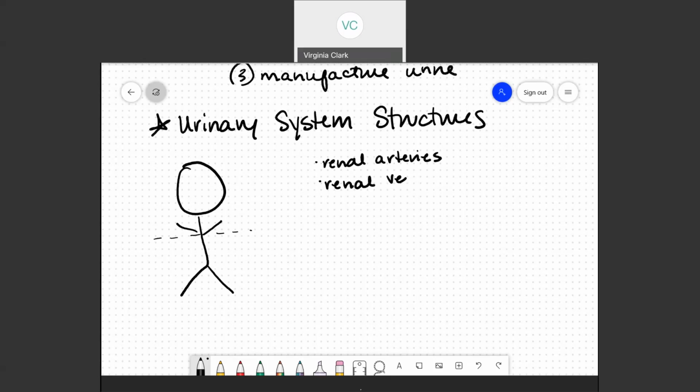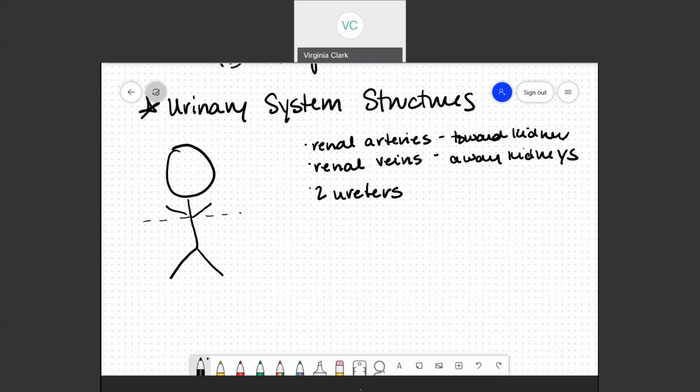Arteries carry blood away from the heart, so these are going to be carrying blood toward the kidneys. Your renal veins will be carrying things away from your kidneys. So this is how we filter the blood. Renal arteries will bring the blood toward the kidneys. The renal veins, after it's processed, will take it away. There are also going to be 2 ureters, 1 urinary bladder, and 1 urethra.